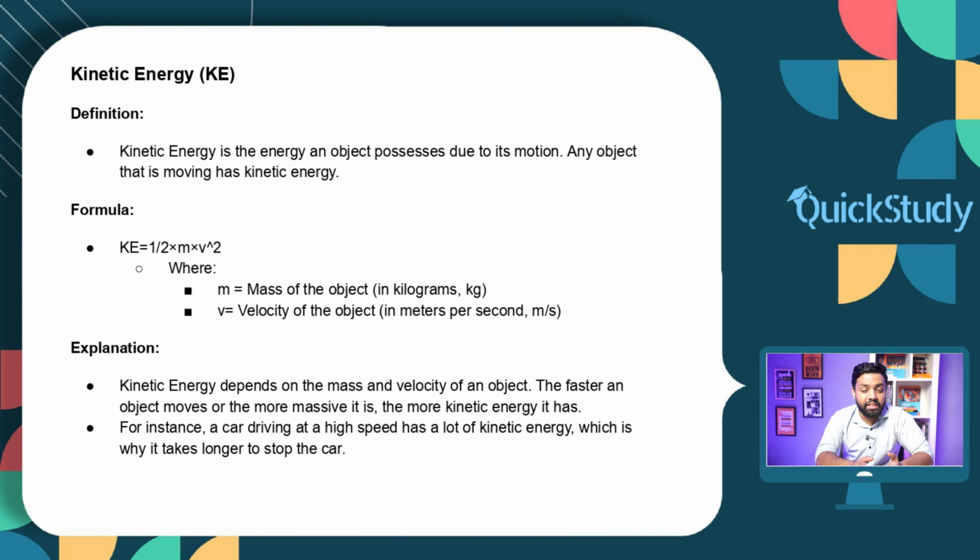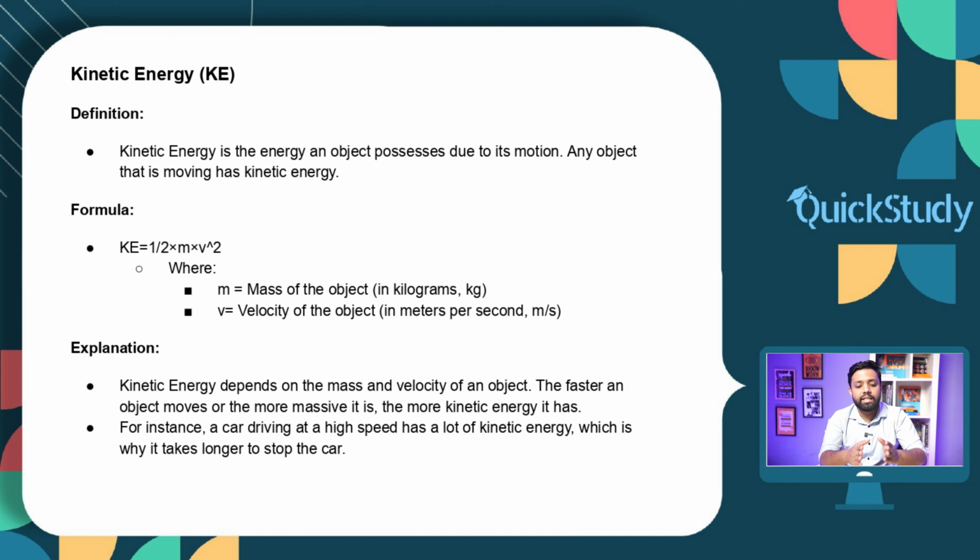Along with GPE, there comes another energy, which is the kinetic energy. It is more common and may be known to us. So kinetic energy is the energy an object possesses due to its motion. Any object that is moving basically has kinetic energy. It also has a formula, which is KE is equal to half mv squared. Here KE is the kinetic energy, which is equal to half multiplied by the mass and velocity squared.